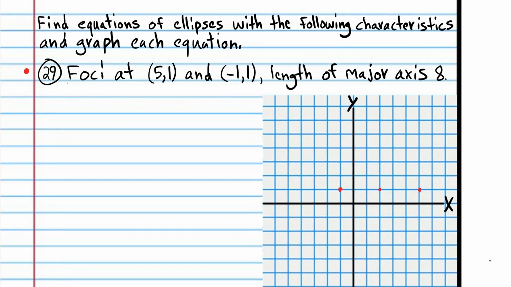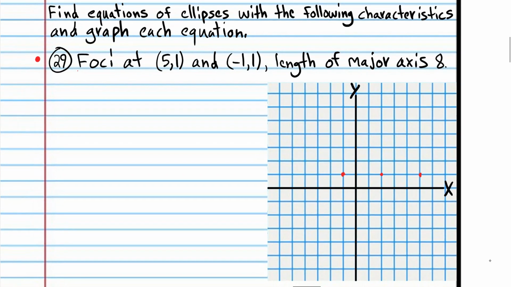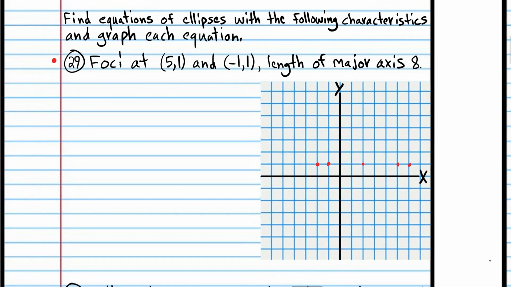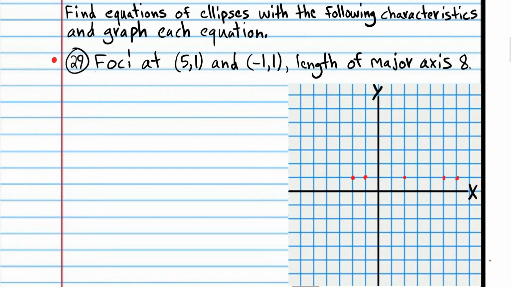And it says the length of the major axis is 8. So the foci are always on the major axis. So 4 is half the length of the major axis, and 4 is the other half. So these endpoints out here are the vertices. So this gives us a lot of information.